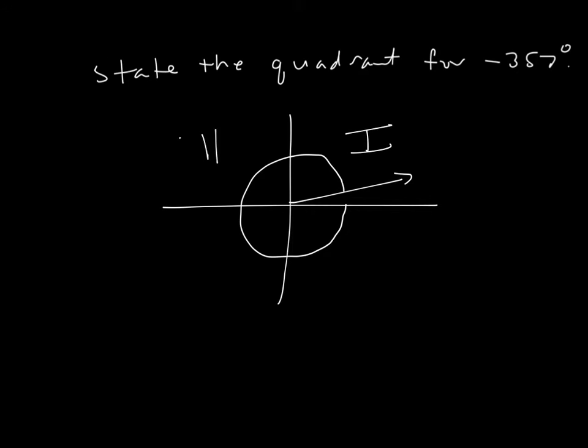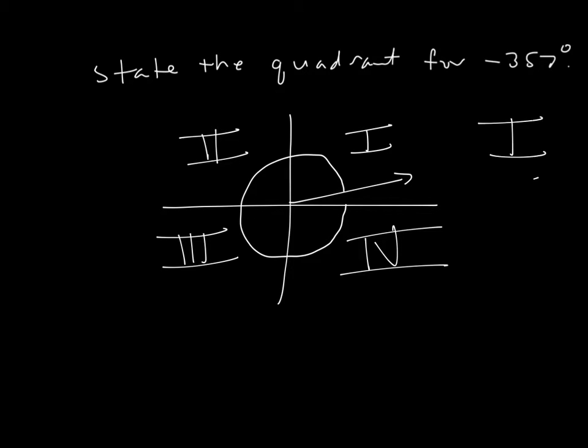This is second quadrant. This is third quadrant. These are very important. You need to know which quadrants are which, especially for trig. So it's always going to be 1, 2, 3, 4. This thing went this way, so it ended up here, which is quadrant 1. Answer to the question, quadrant 1. There you go. Next one.